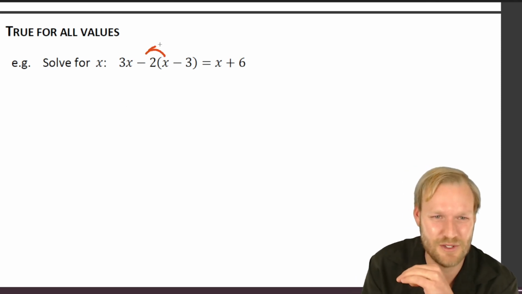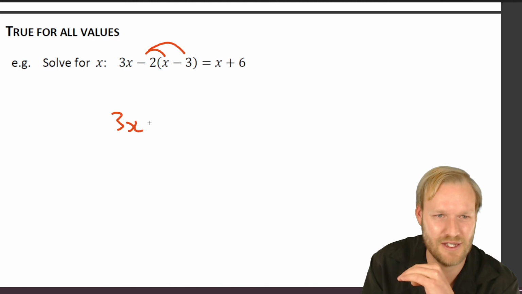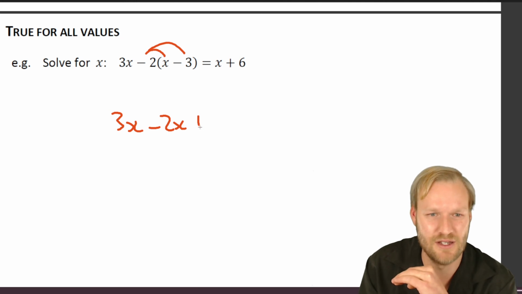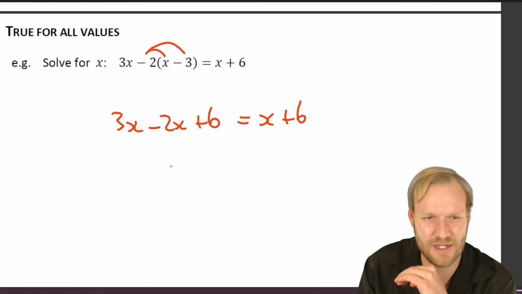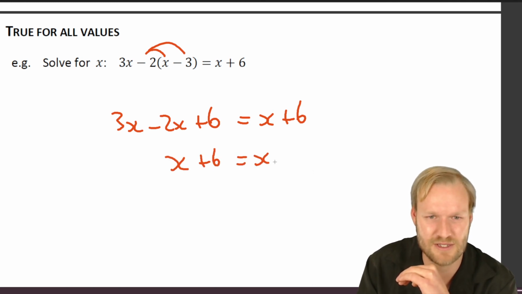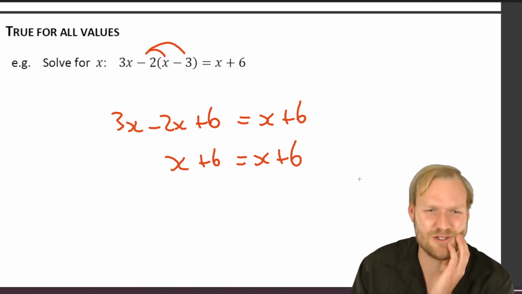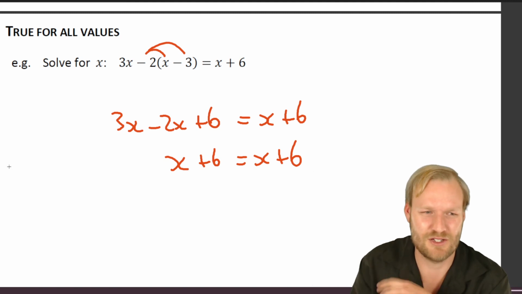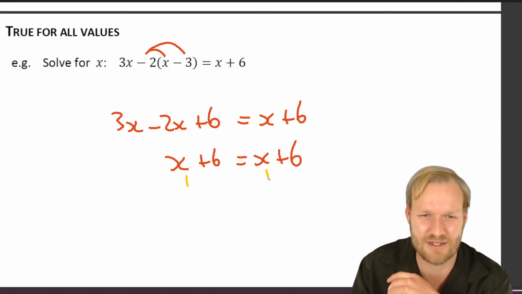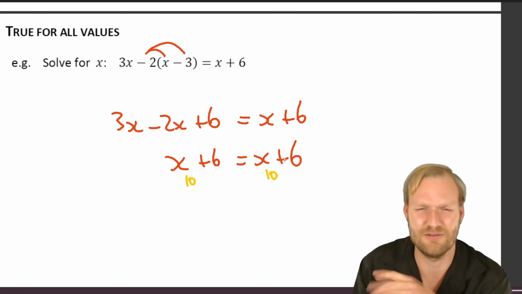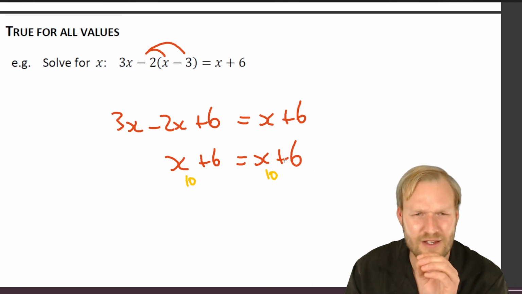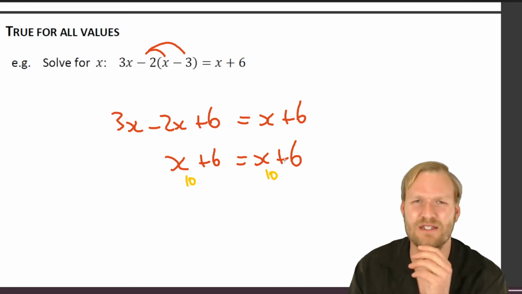So I'm going to distribute this into the bracket. So 3x minus 2 times x is minus 2x. Minus 2 times minus 3 is plus 6 equals x plus 6. Okay, 3x minus 2x is x. x plus 6 equals x plus 6. Well, they look the same, don't they? What values of x could this work for? Let's try a number like 1. Is 1 plus 6 the same as 1 plus 6? Yeah. What about if x is 10? Remember, x is the same value. If x is 10, is 10 plus 6 equal to 10 plus 6?